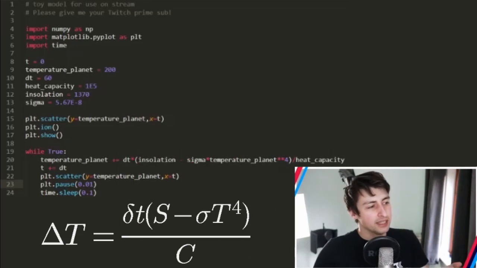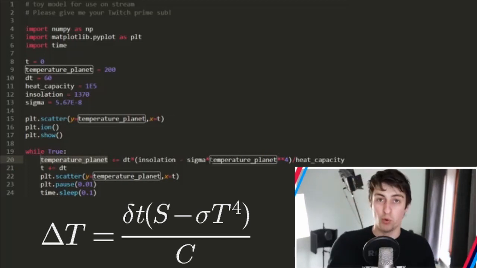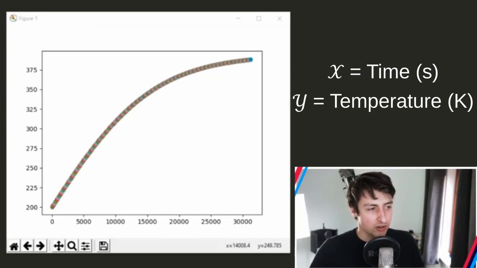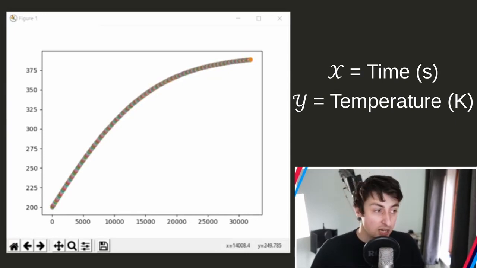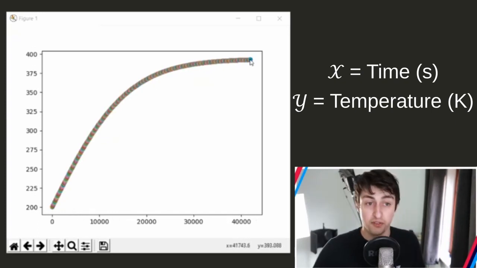And the reason for that is, as the temperature of the planet gets bigger, because there's an energy imbalance, so it's warming, it's also giving off more energy. And it's going to eventually reach this equilibrium where the amount of energy it throws out, sigma T to the 4, equals the insolation value. So you can see it's kind of flatlined here at just shy of 400 Kelvin.